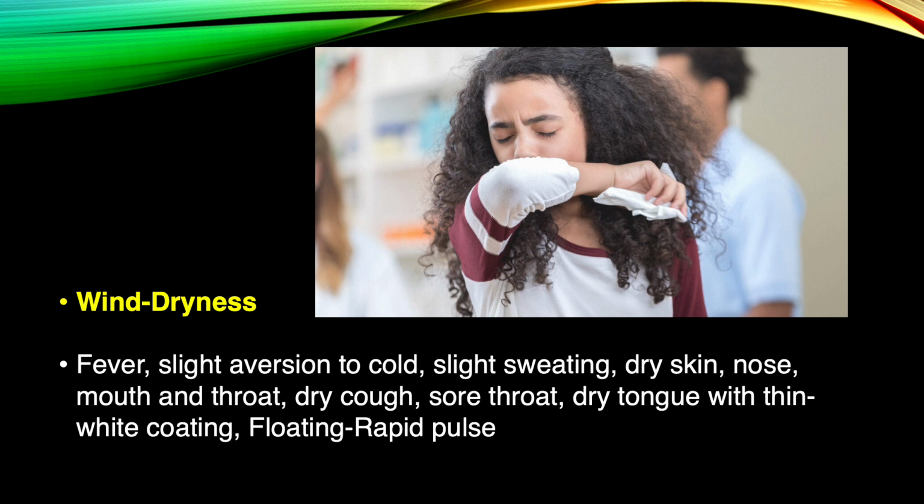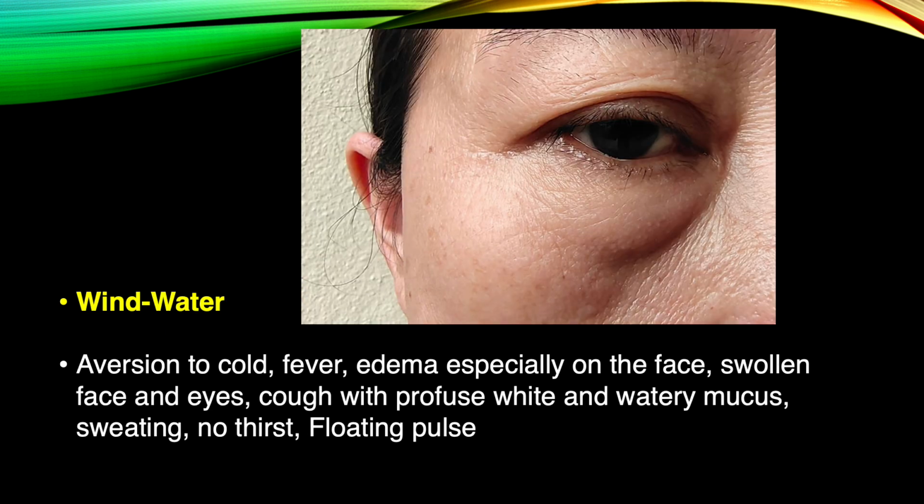Wind dryness. Fever, slight aversion to cold, slight sweating, dry skin, nose, mouth and throat, dry cough, sore throat, dry tongue with thin white coating, floating rapid pulse. Wind water. Aversion to cold, fever, edema especially on the face, swollen face and eyes, cough with profuse white and watery mucus, sweating, no thirst, floating pulse.